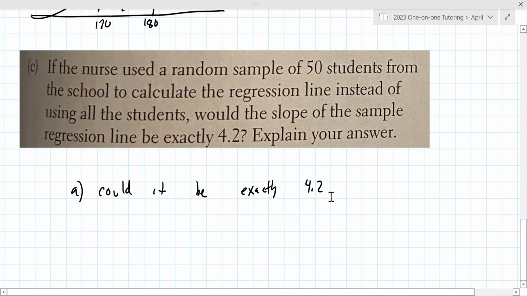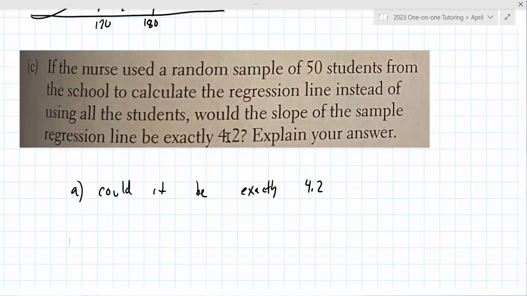Probably wouldn't be, right? Most of the time it will not be. But there's a chance that you could choose the samples that actually work out perfectly to 4.2. It's pretty unlikely though.